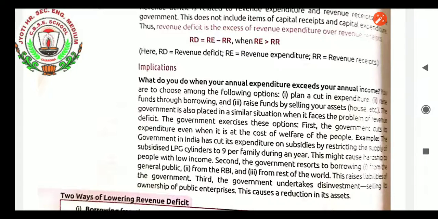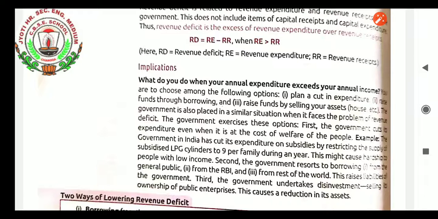Second, raise funds through borrowings. If you still want to manage the expenditure though your income is not more than the expenditure, borrow money from the market. That is the second thing we usually do. And the third is to raise funds by selling your assets, house, etc. So the third thing you can do is sell off your assets so as to get money to do the expenditure.